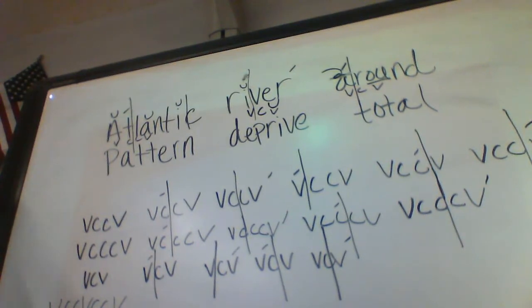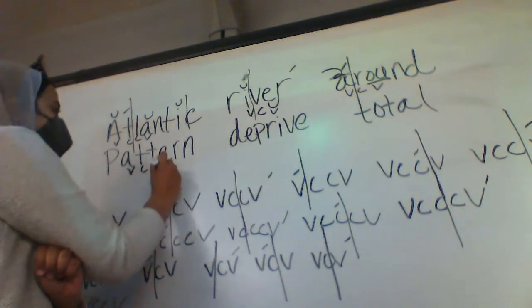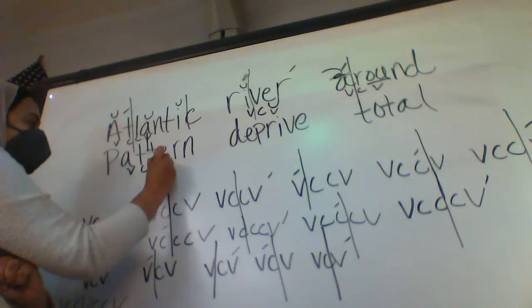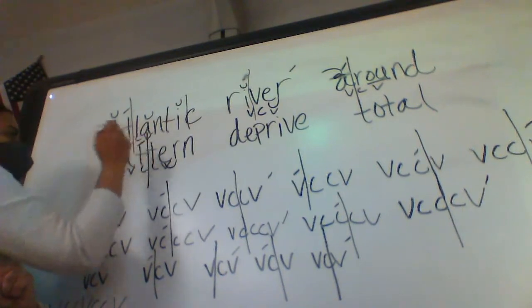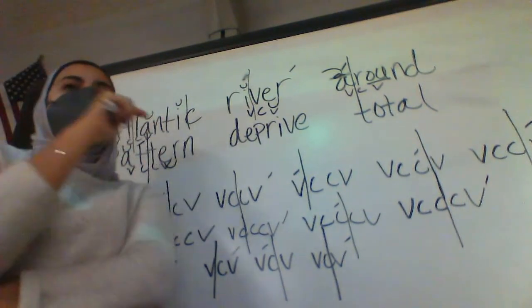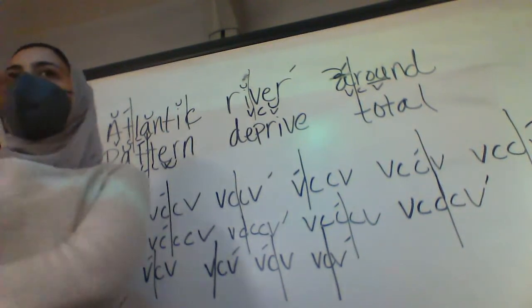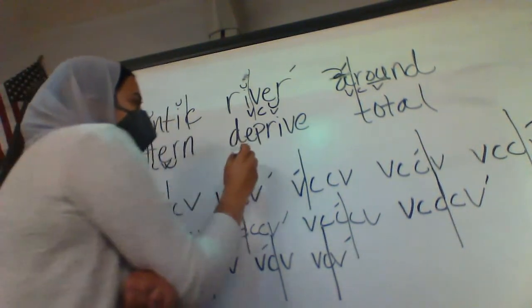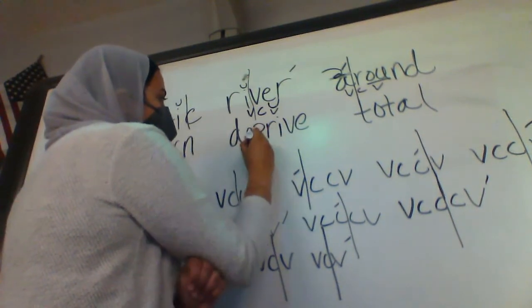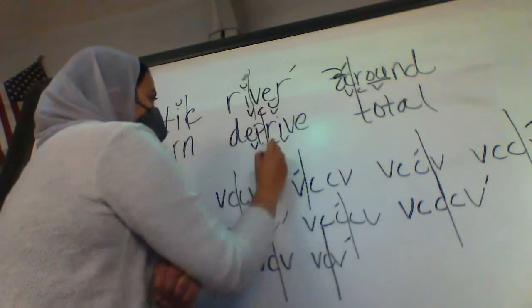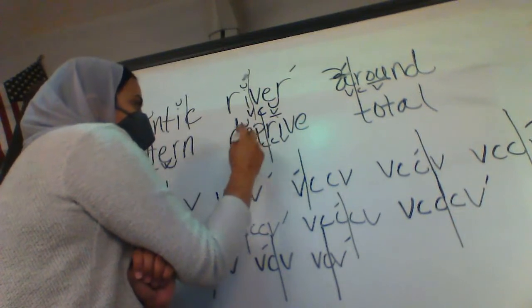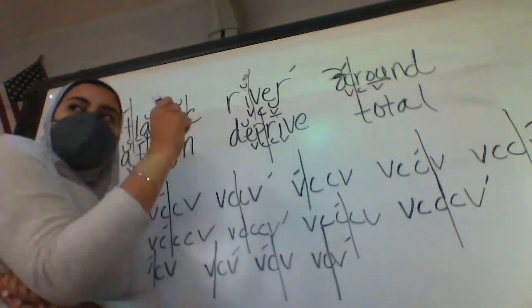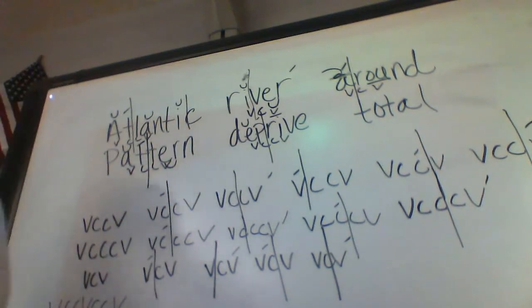Let's look at pattern. Pattern has a pattern. What is the pattern, Amaria? V-C-C-V. Boom. Pattern. How about deprive? V-C-C-V. Where's the accent? Beginning or end? Beginning. Very good. Deprive.